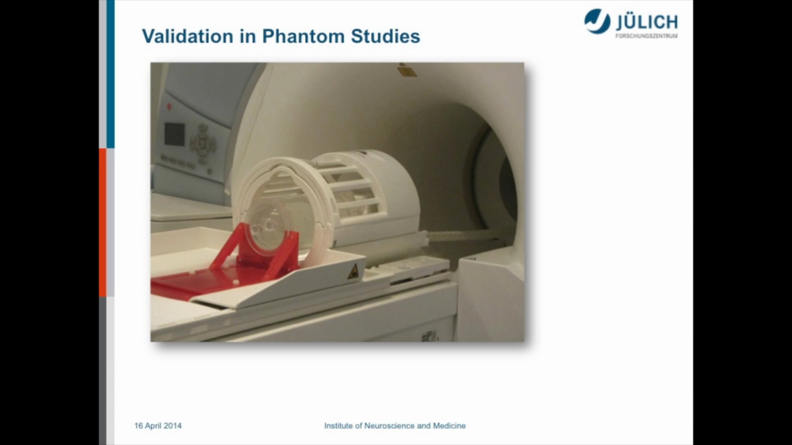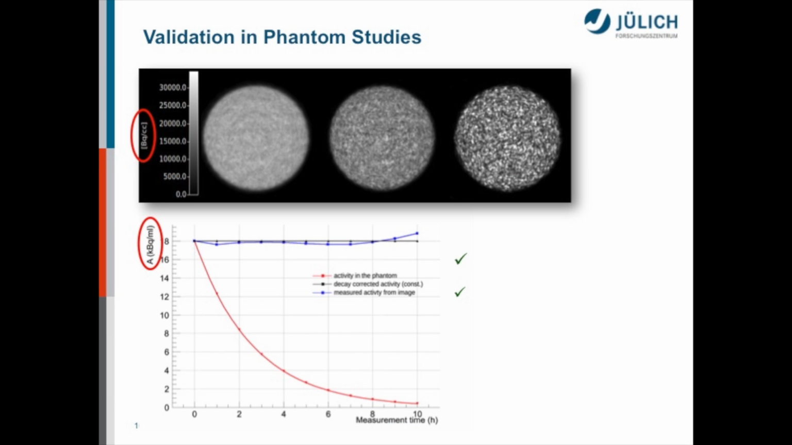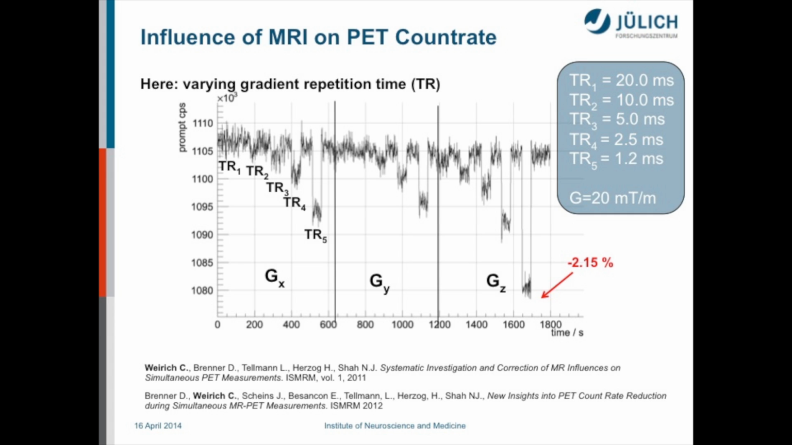We did some validation studies in a phantom, so this is again the coil setup, with a phantom with some radioactivity in it. If you look at the decay, you see a nice exponential, and the decay-corrected activity over here and the measured activity is the blue line. So that's looking pretty good. So then you think, well, okay, I can now turn on the MR scanner and see what happens.